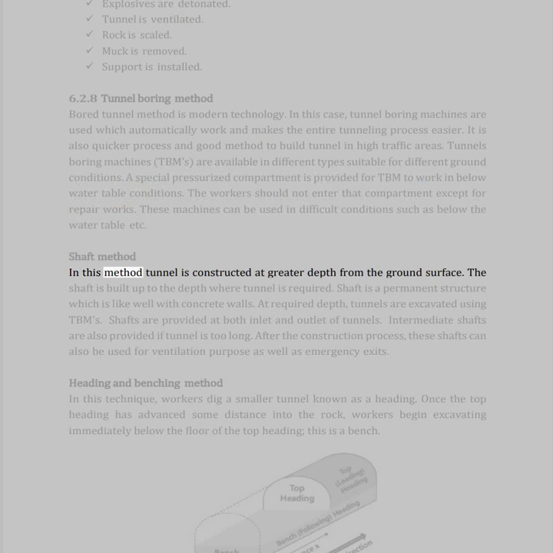Shaft method. In this method, tunnel is constructed at greater depth from the ground surface. The shaft is built up to the depth where tunnel is required. Shaft is a permanent structure which is like a well with concrete walls. At required depth, tunnels are excavated using TBMs.